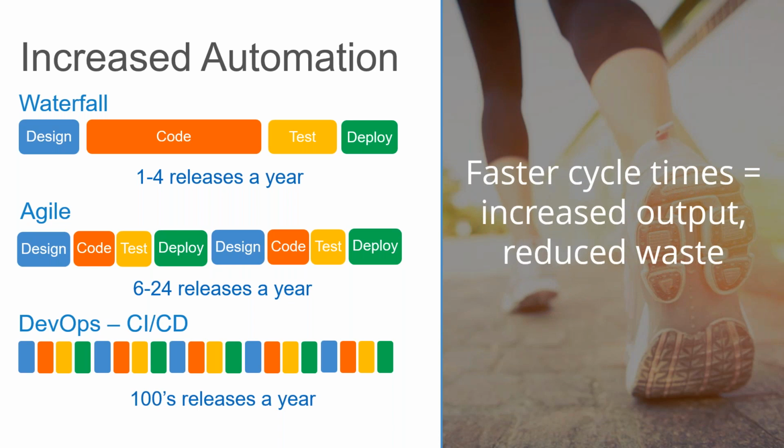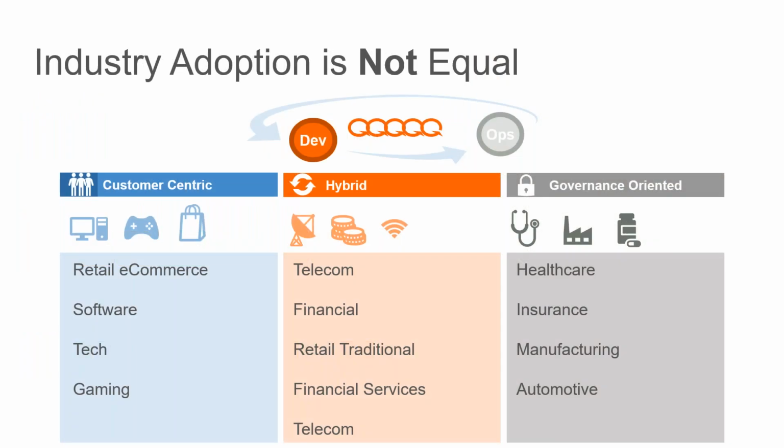All this push towards getting stuff out has increased automation. However, here's the other thing that's going on. You've got all these industries saying, yep, we've got to move to DevOps, yep, we've got this increase in automation, got to do it. But if you look at it, industry adoption is not the same.